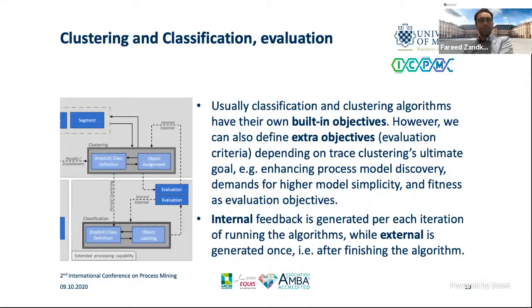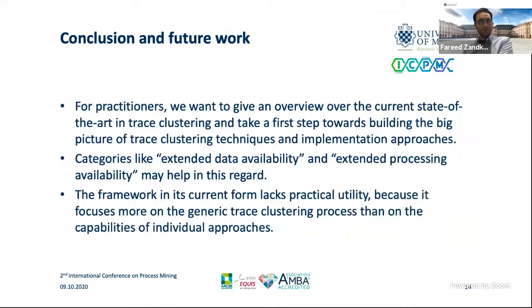So internal feedback is generated for each iteration, while external is generated only once. So now I'm coming to the conclusion. For practitioners and researchers, we claim that we have a contribution. For practitioners, we want to give an overview of the current state of the art in trace clustering and take a first step towards building the big picture of trace clustering techniques and implementing approaches.